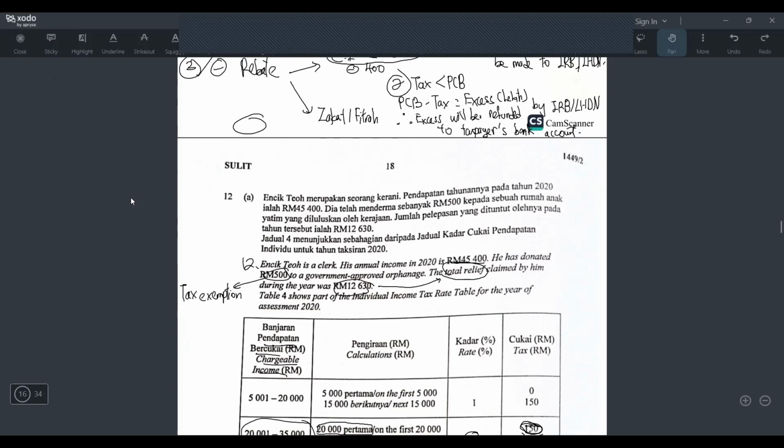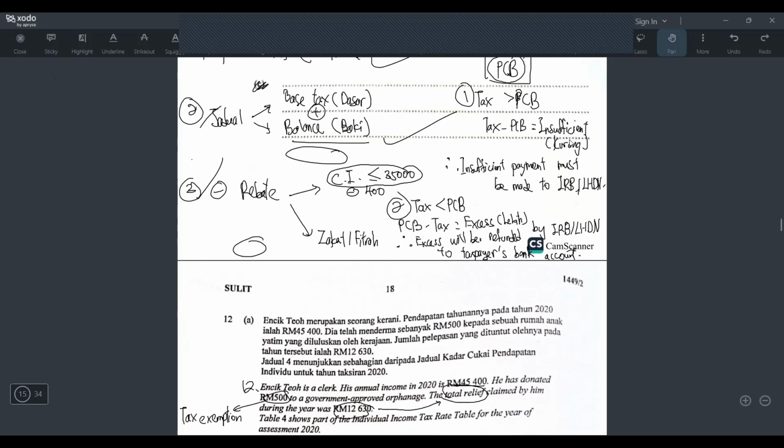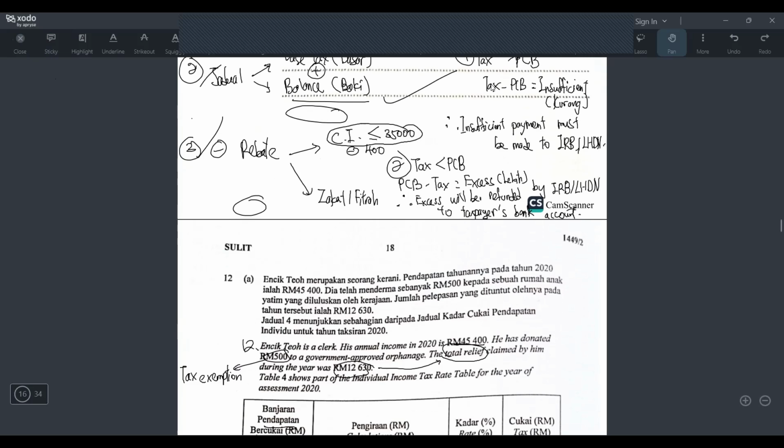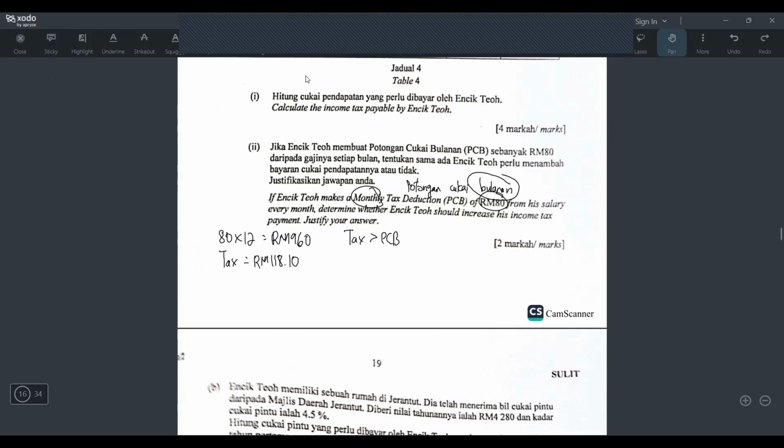Okay, let's look at the nota. If tax is more than PCB, what it means? It means insufficient. So what I'll write? I will first take tax minus PCB first. So I will write insufficient tax payment. Insufficient payment. Okay, ataupun dalam bahasa Melayu, kurang. So kurang bayar berapa? 118.10.